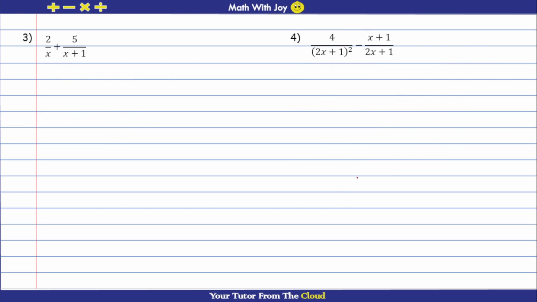Now I check again, number 3. For number 3, we go through the rules: can I factorize the denominator? I can't factorize this. I can't factorize that. Then you ask yourself, can I maybe find the LCD? Then you say, well, the LCD will then be x, because I can see an x here, and the bracket x plus 1, because I see the bracket x plus 1.